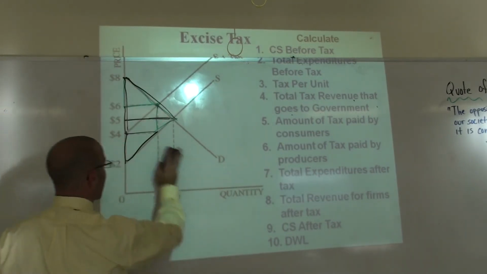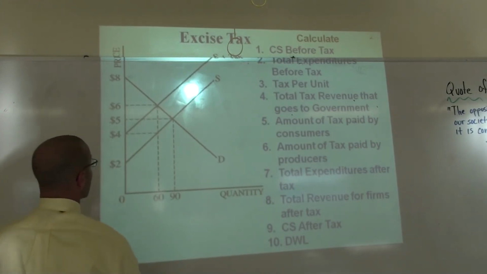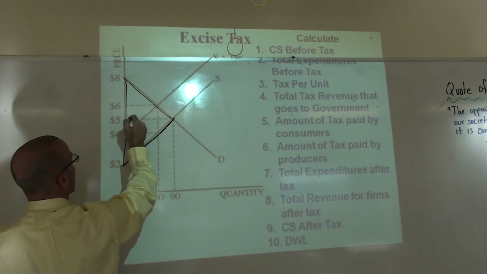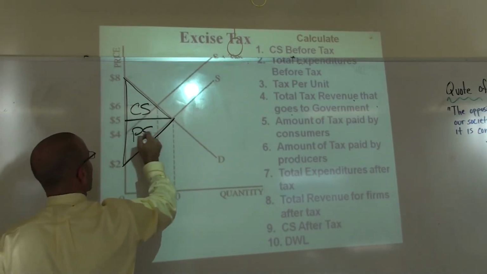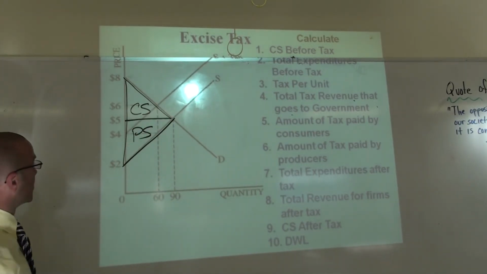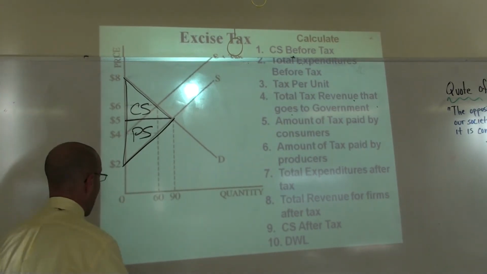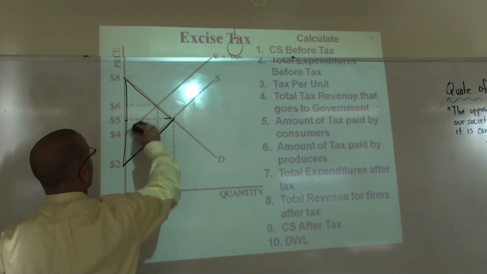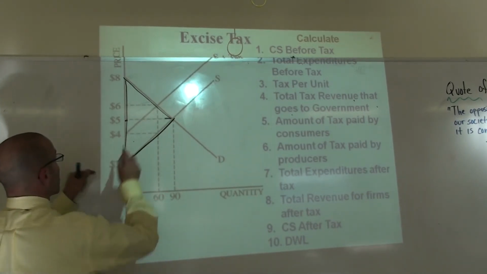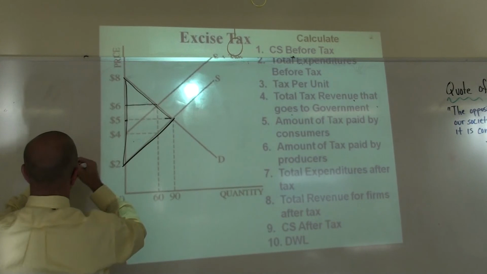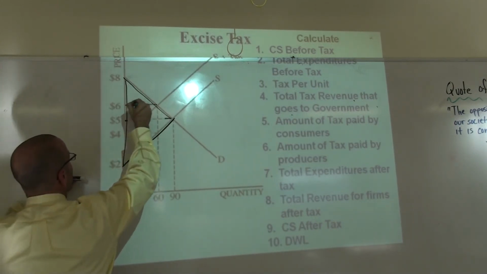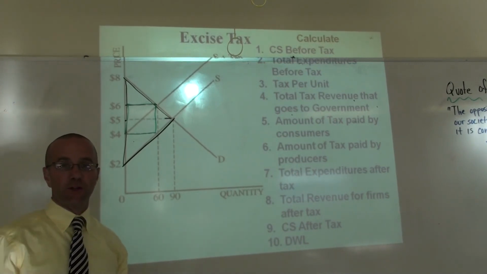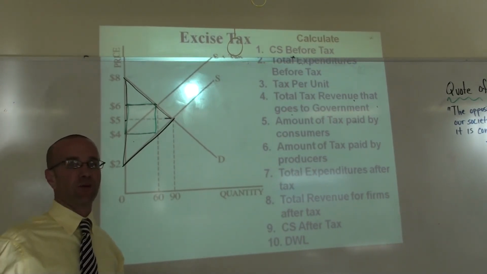all right, that's messy. I'll cut you some slack. Here is our consumer and producer surplus before the tax. There's a consumer and producer surplus before the tax. All right, after the tax, this becomes our tax revenue. So that surplus doesn't go to anybody. It used to go to consumers and producers. Now it's in the form of tax revenue.